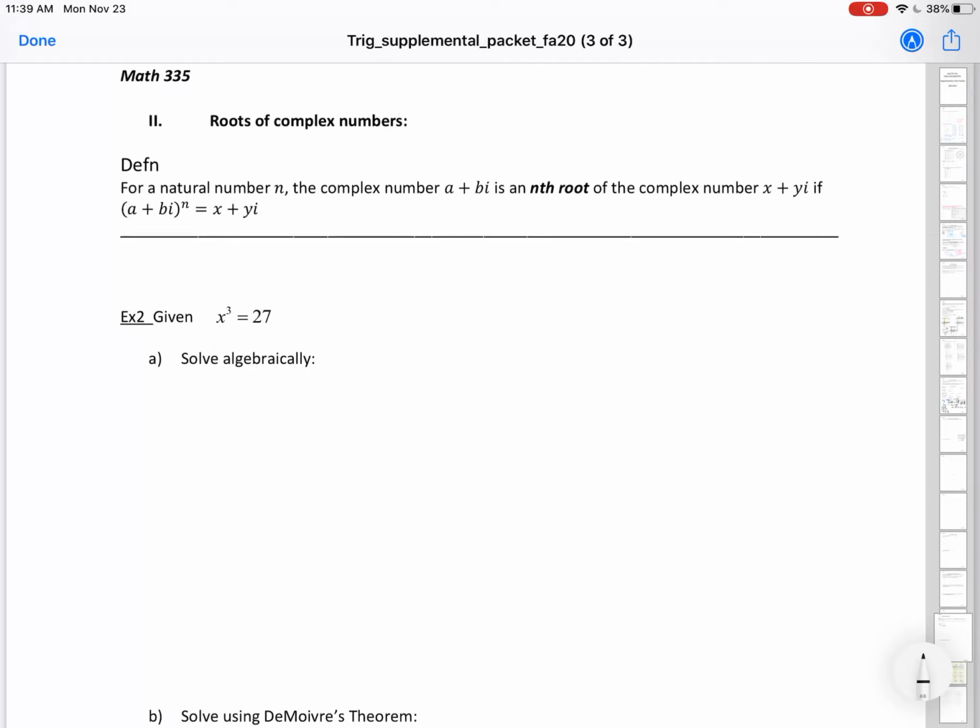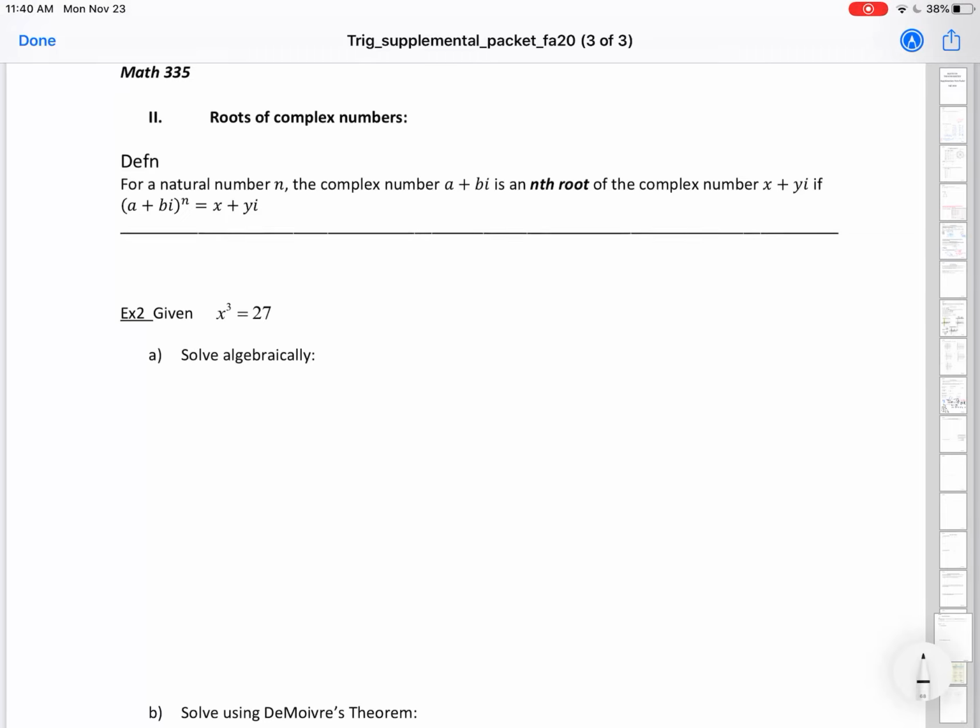One, your old algebra to come up with the three cube roots of 27, and the other is using de Moivre's theorem to find the three complex roots. And so we'll show you how that's done. It's modeled well in the book as well, so hopefully you're reading the book, but I'm pretty much going to be doing the exact same thing.